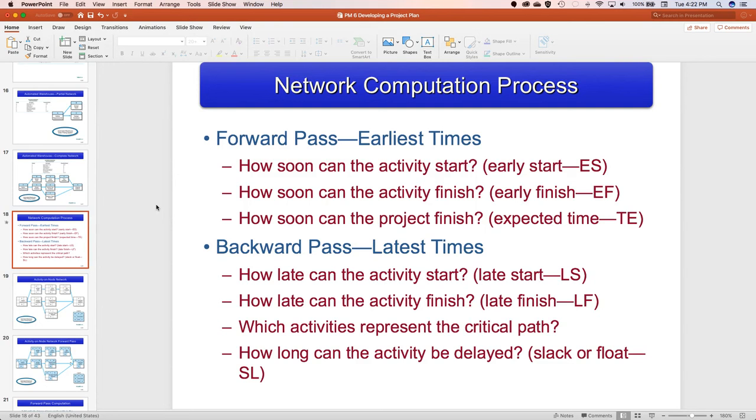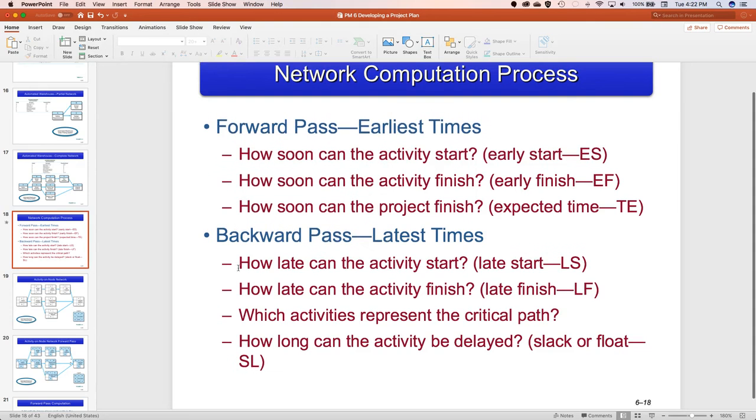So I don't expect you to know that right now. We will come back to it next week, right? But it answers these questions. The forward pass says, how soon can we start an activity? How soon can it be finished? And how soon can we finish the project? The backward pass says, how late can we start the activity? How late must it be finished? And which ones are on the critical path?